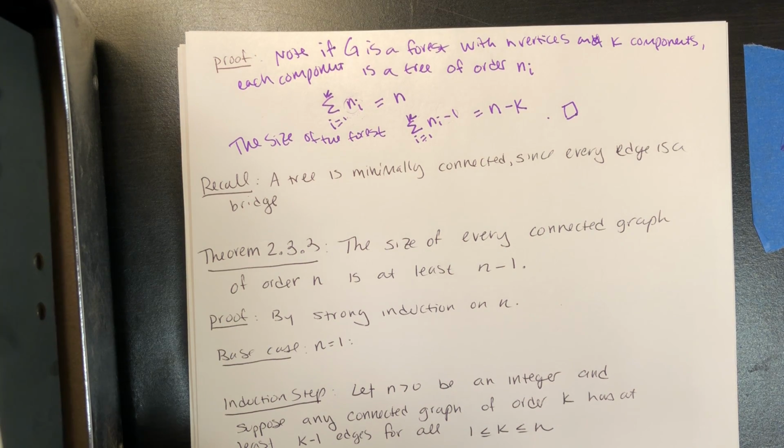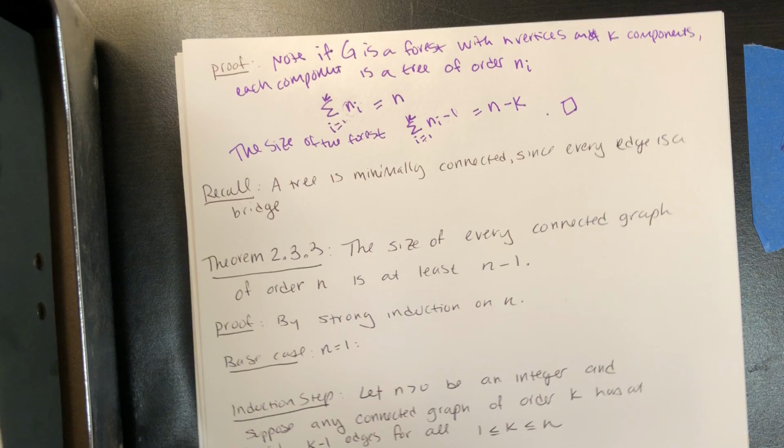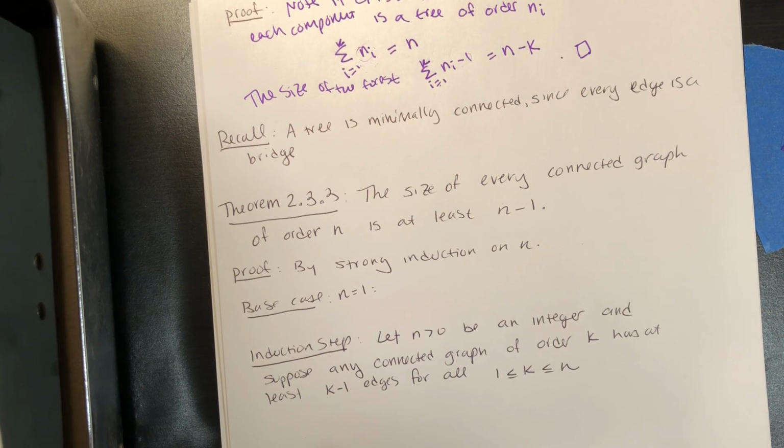So we've talked a lot about how a tree is in some sense minimally connected, because deleting even a single edge from a tree is guaranteed to disconnect that graph. And we can formalize this idea with the following theorem. So this is theorem 2.3.3. It says that the size of every connected graph of order n is at least n minus 1.